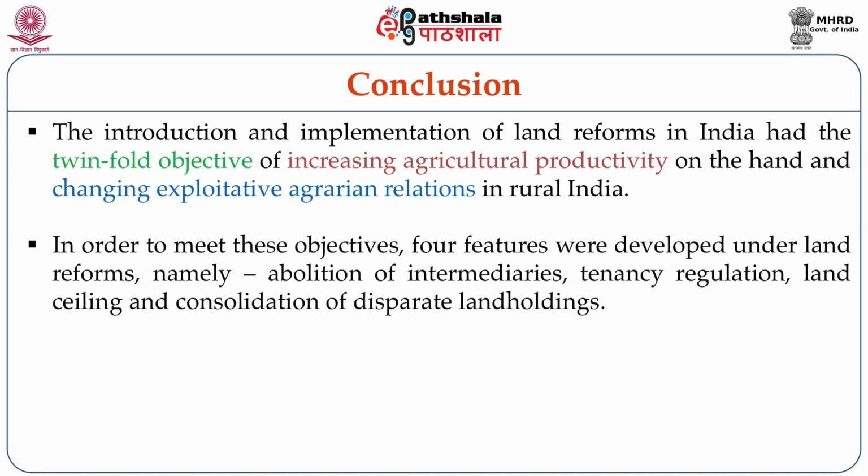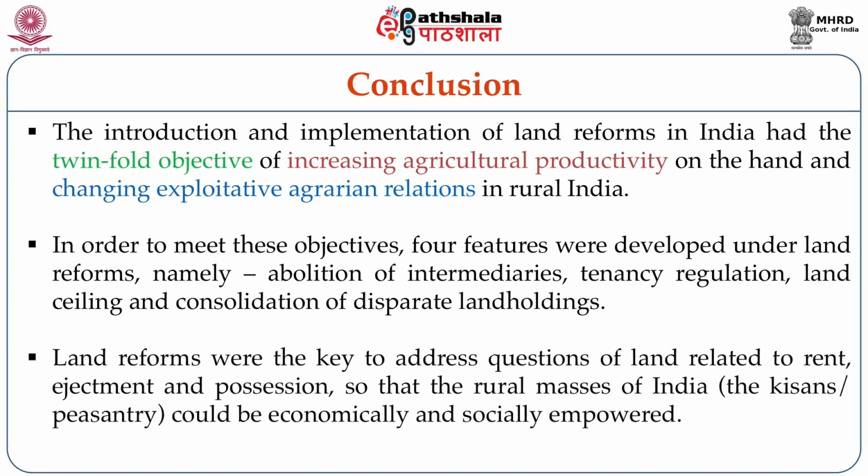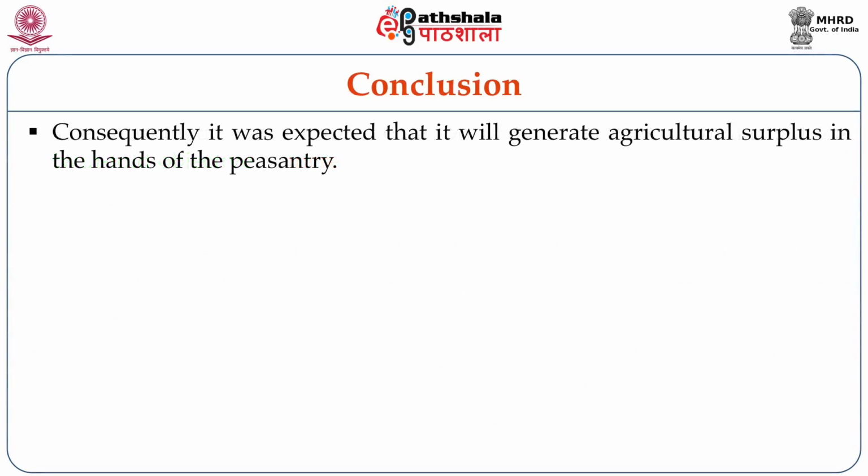In order to meet these objectives, four features were developed under land reforms, namely abolition of intermediaries, tenancy regulation, land ceiling, and consolidation of disparate land holdings. Land reforms were the key to address questions of land related to rent, ejectment, and possession so that the rural masses of India, which is the Kisans or the peasantry, could be economically and socially empowered. Consequently, it was expected that it will generate agricultural surplus in the hands of the peasantry.